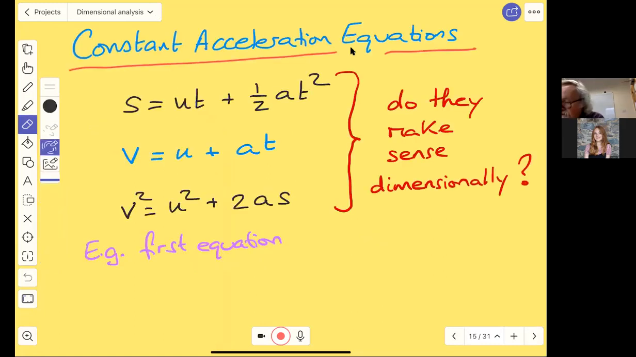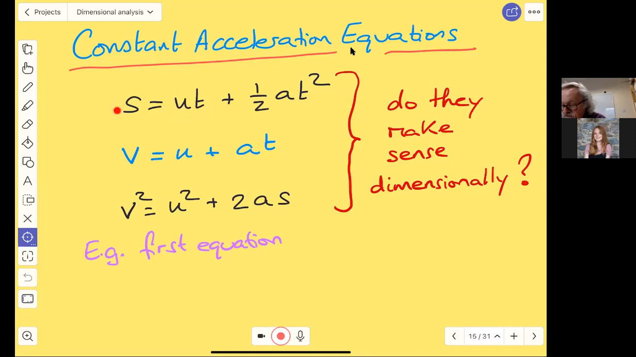Here are the famous constant acceleration equations. So things like S is ut plus a half at squared, v is u plus at, etc. And the question I want to ask you is, do these equations make sense dimensionally? And of course they do, otherwise they would be wrong. So let's just look at the first one. If S is equal to ut plus a half at squared, it means we can add these two quantities, and that means they must be the same type of quantity. They must have the same dimensions. And this is equal to them, so again, it must have the same dimensions.